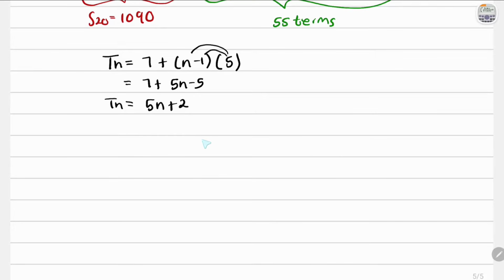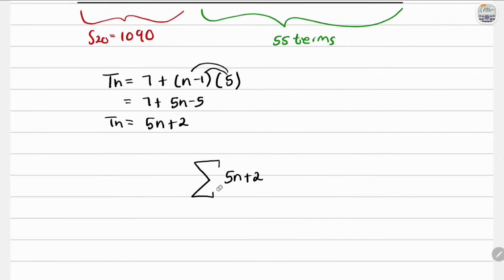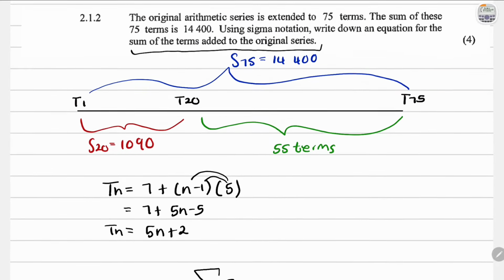Now let's go ahead and write it in sigma notation. So this is the final part. We're just going to say this is the sum of the series that has this formula, 5n plus 2. And then we need to tell them what that series is equal to, what the sum of it is equal to. And here's where you have to do a calculation.